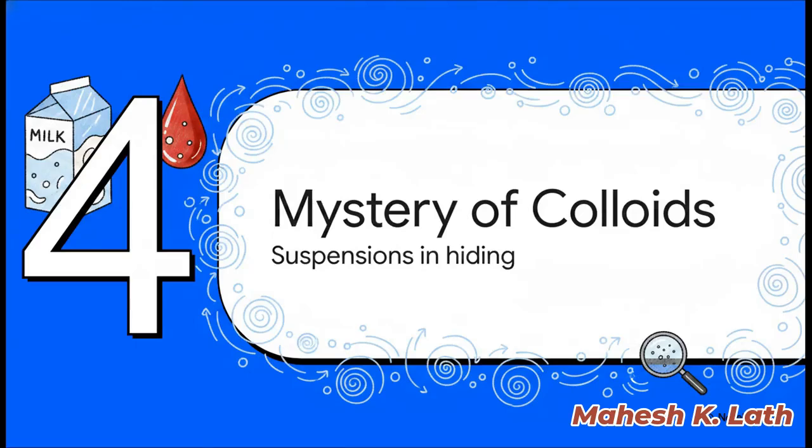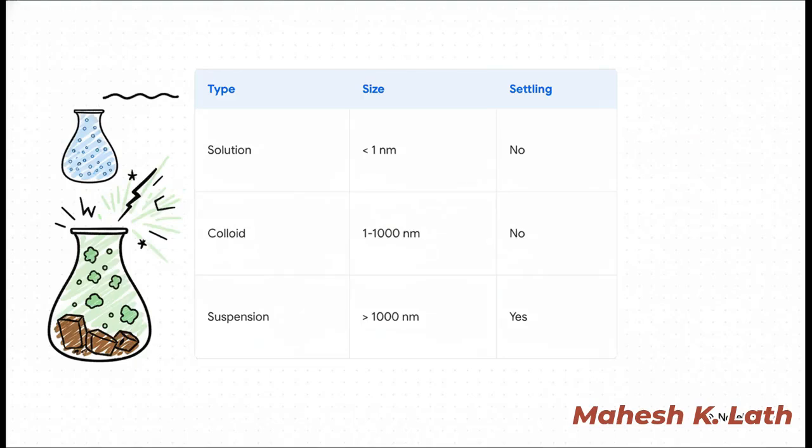Moving to section 4, the mystery of colloids. These are basically suspensions in hiding. Now we are arriving at one of the most fascinating types of mixtures out there. Things like milk or blood usually look totally smooth and uniform to the naked eye, but they are hiding a secret. When you look at the actual particle sizes, it makes perfect sense.